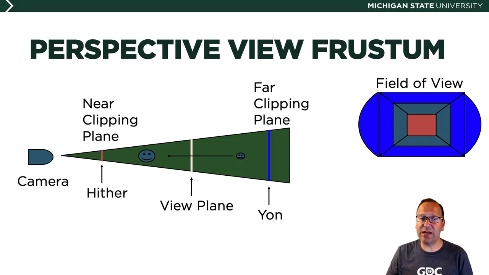The camera renders everything between the near clipping plane and the far clipping plane. If objects move closer than the near clipping plane, they will not be rendered. If they move farther away than the far clipping plane, they will not be rendered as well.